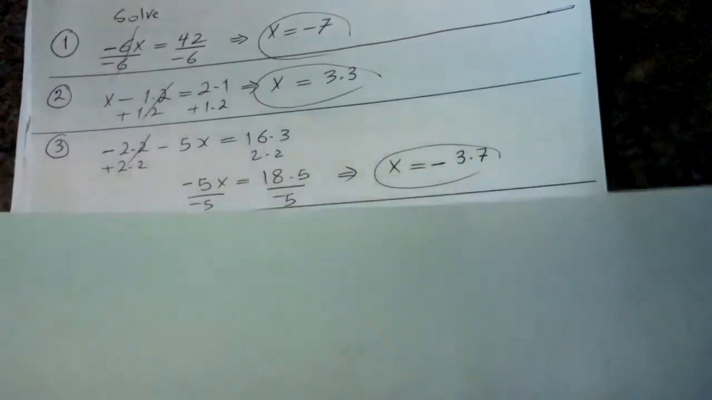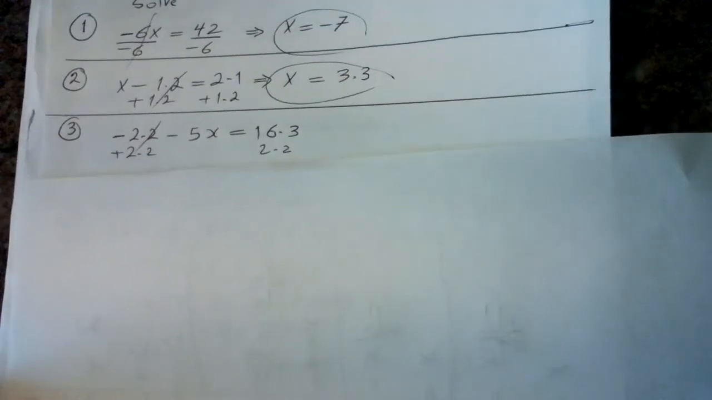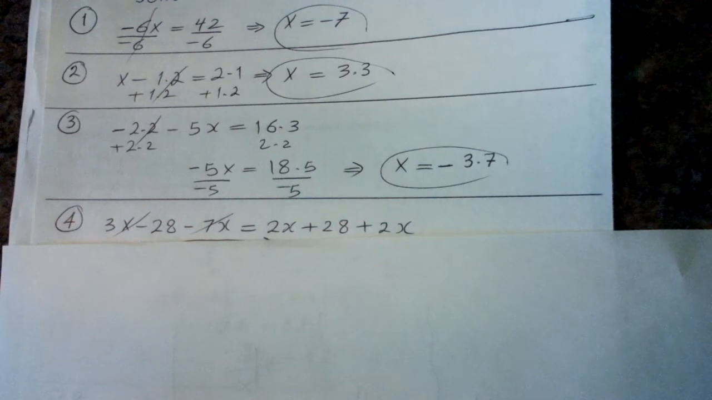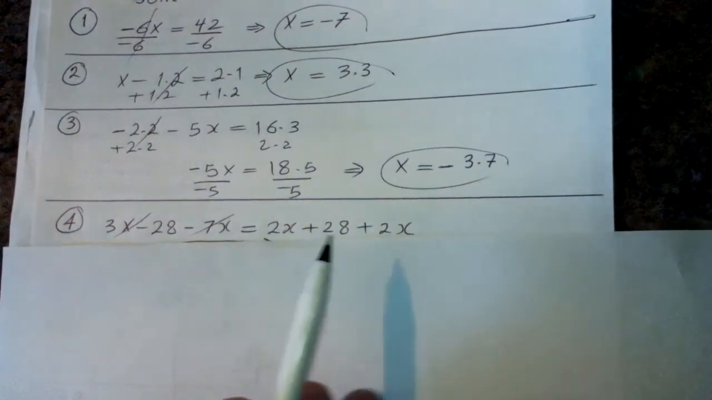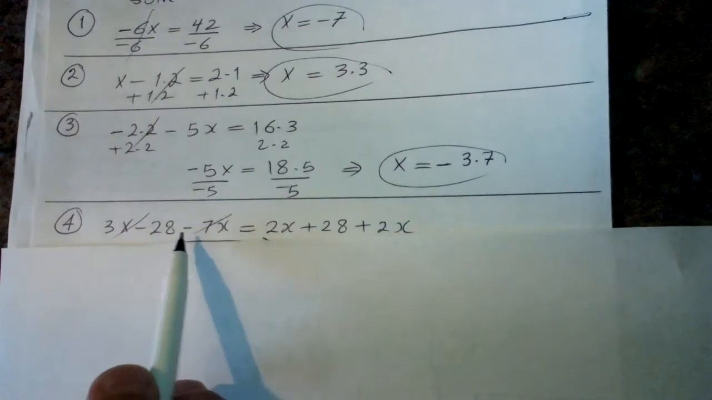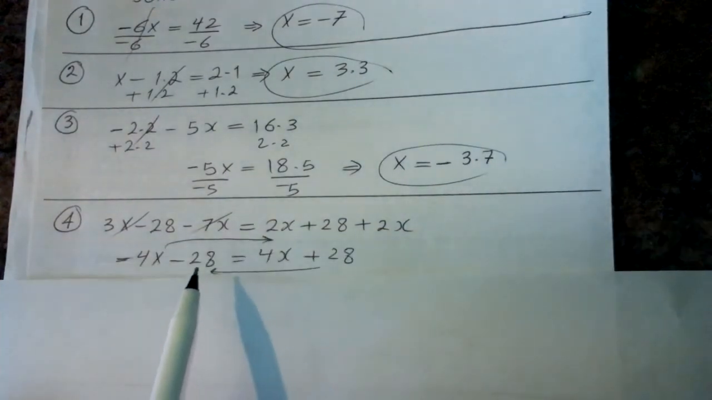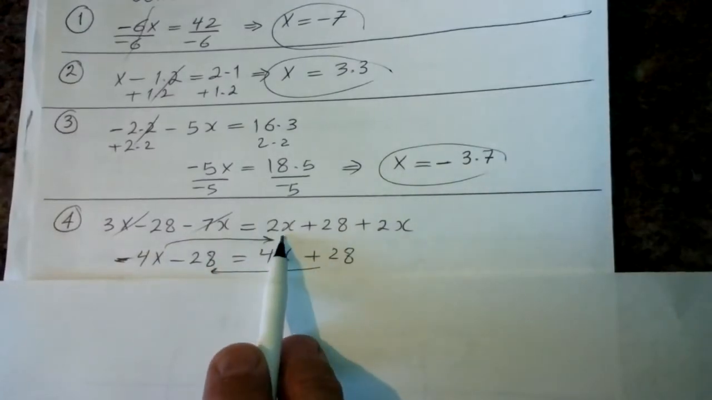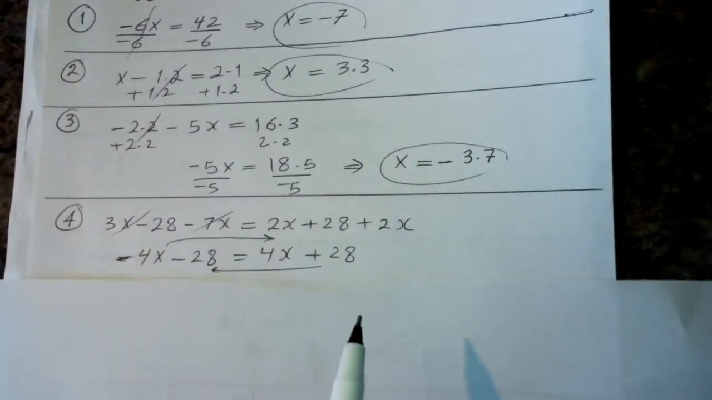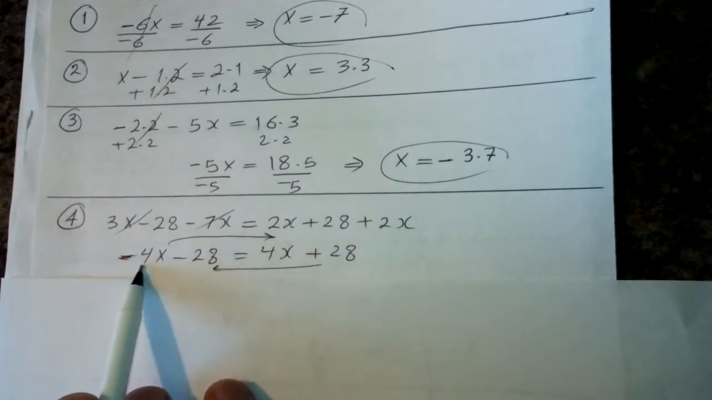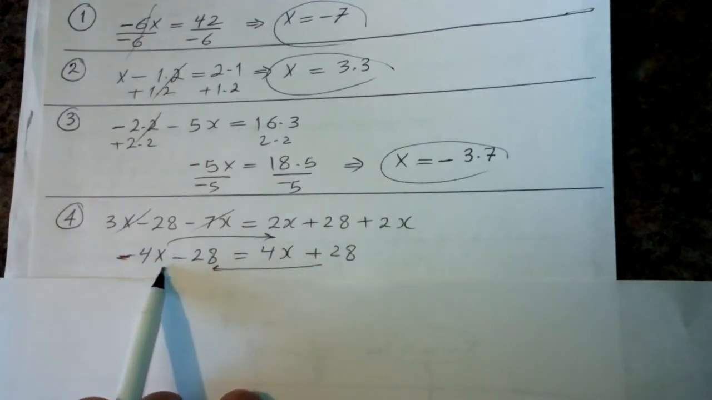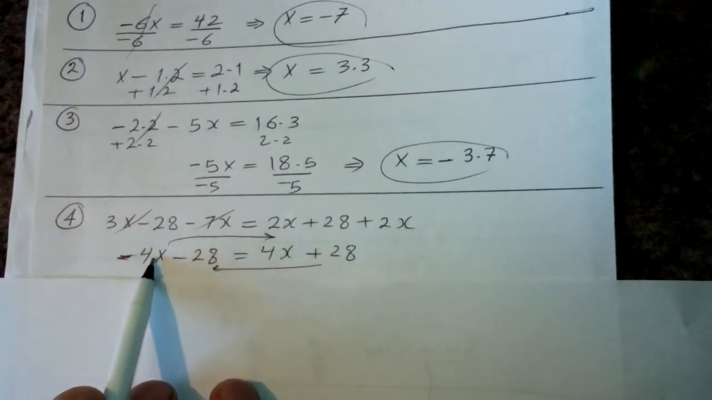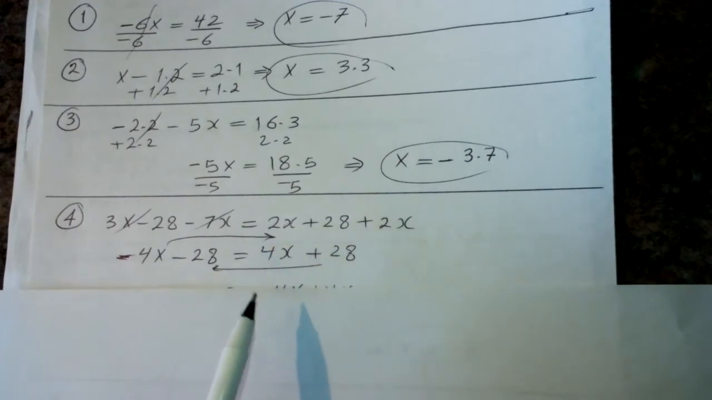And then I'll show you here. Before I start moving, on this side, I have 3x and -7x. That would become -4x. And here I have 2x and 2x is 4x, right? Then I want to move. Shall I move -4x to this side or 4x to that side? Look, +4x is larger than -4x. So move -4x to that side.